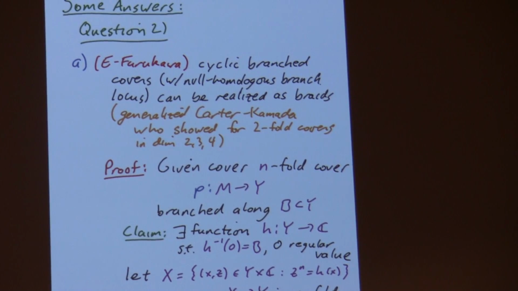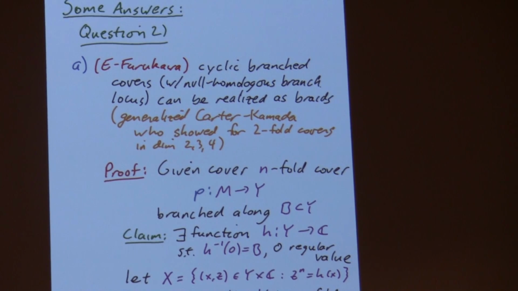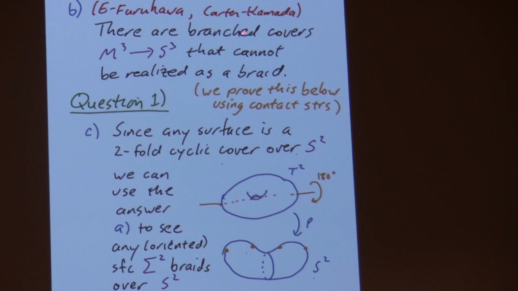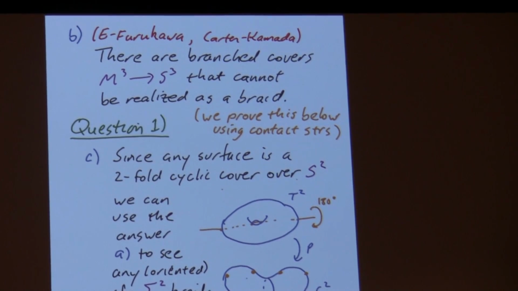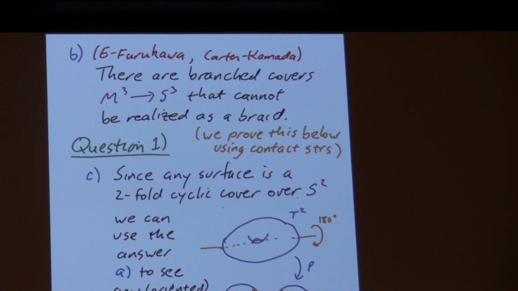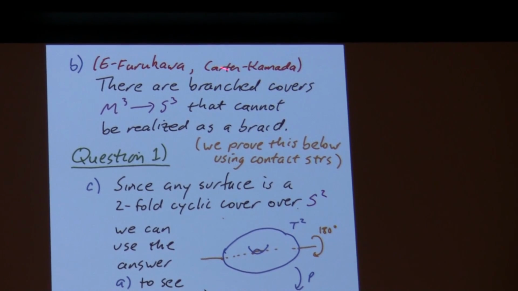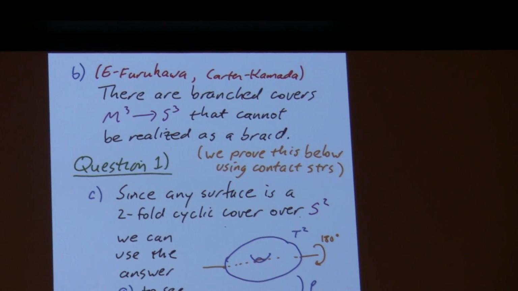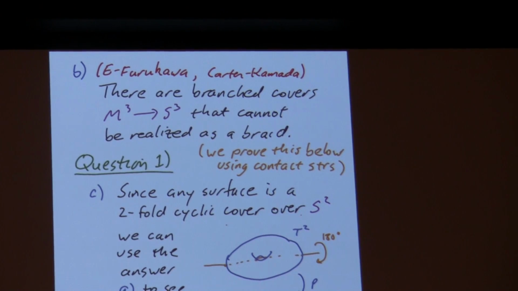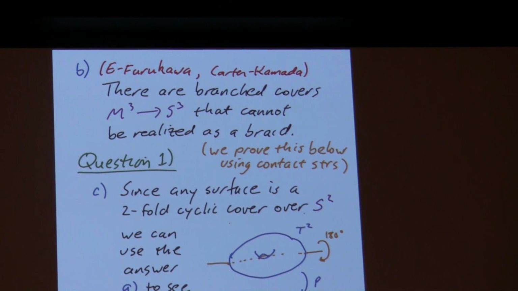OK, great. So that's the first answer we have. The second answer we have is that there actually are branch covers that cannot be braided. That was actually a little surprising. I didn't quite expect that. But Carter and Kamada came up with the first examples. They gave one example, and they had some very complicated argument using fundamental groups about why you couldn't do something that I still must admit I don't understand, but I'm sure it's fine.